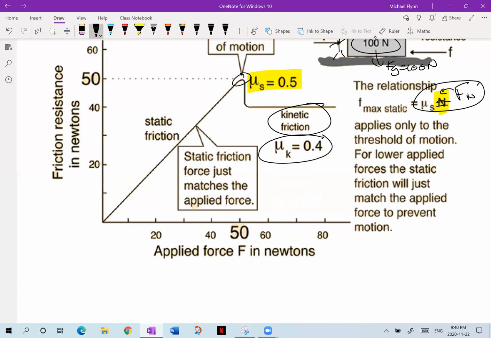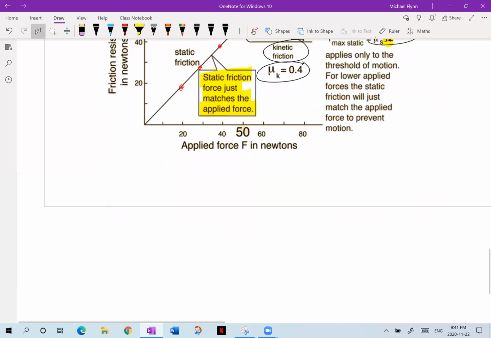Now, if he pushes with less than 50 newtons, then static friction force just matches the applied force. So if he pushes with 20 newtons, then the static friction will be 20. If he pushes with 30 newtons, then the static friction will be 30, 40 and 40, 45 and 45. Once he reaches 50, it'll just start to slip, and anything past 50, it'll skid, and now you get some acceleration. So I like this graph. I think it explains it well, and that's it.